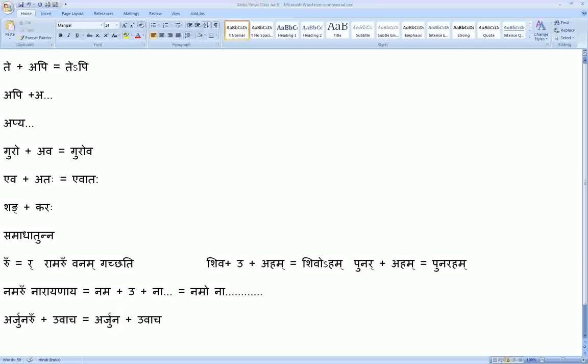Okay, so we'll start with the Bala Ramayanam. We'll see some usages and some vocabulary.